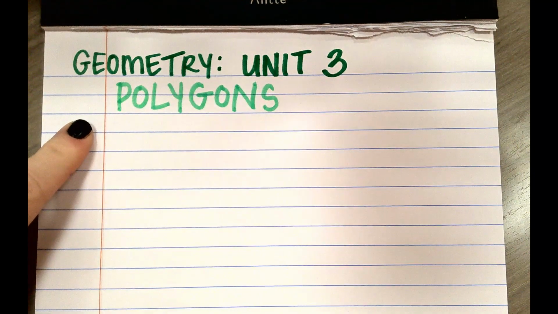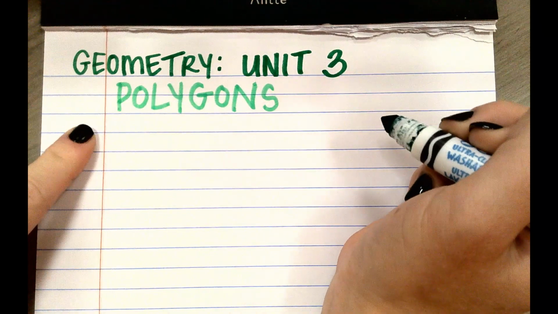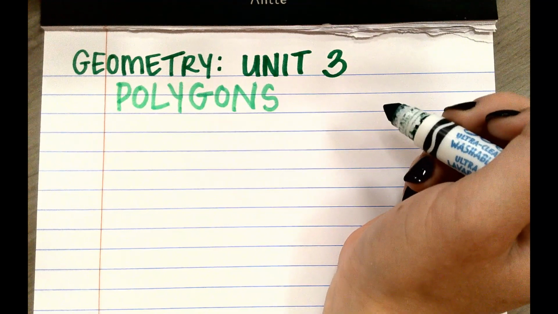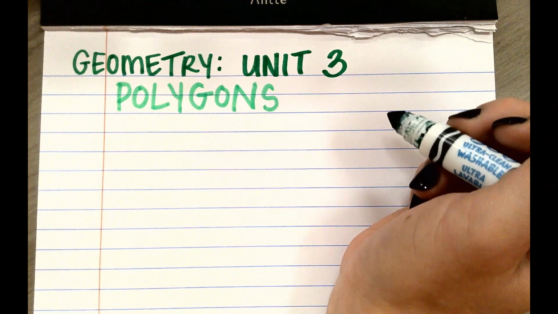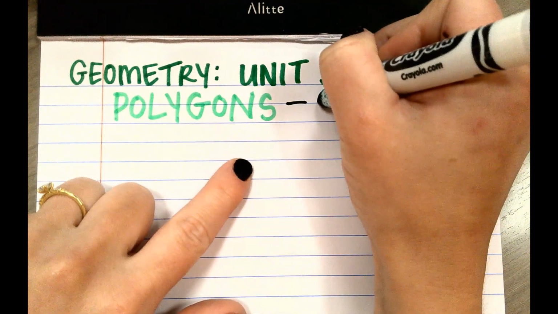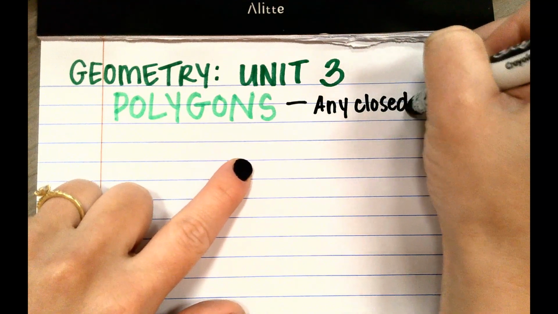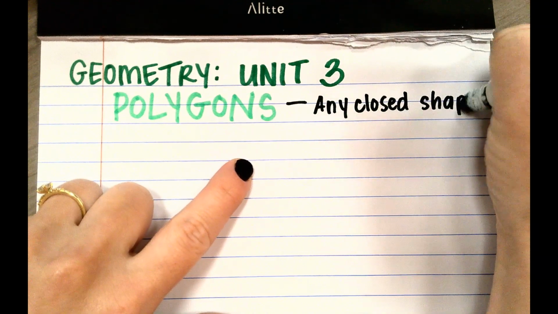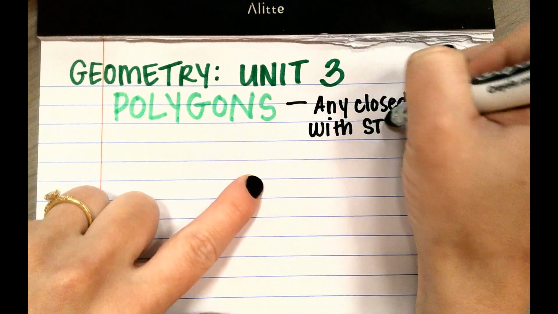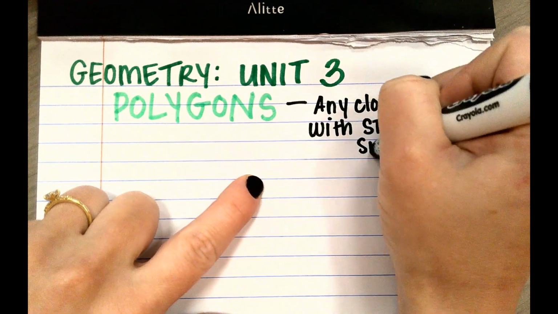So let's see, polygons. This is just going to be shapes with straight sides. So a circle, for example, does not have straight sides. It technically is not a polygon. It will have its own category. But this is going to be any closed shape with straight sides.